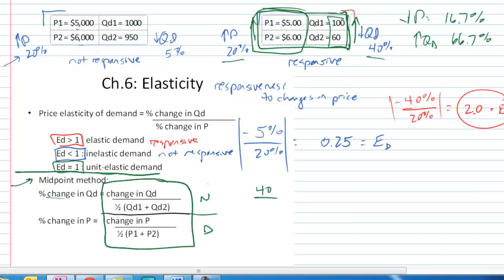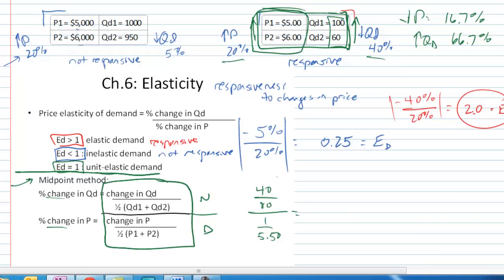Units are not important. Over 1/2 of quantity demanded 1 plus quantity demanded 2, which is basically the midpoint. It's the average of these two. So the average of 100 and 60 is 80. You can get that by just eyeballing it, or if it's a little more complicated, add up 100 plus 60 divided by 2. That'll give you 80. And that's what goes in your numerator. In the denominator, we've got the percent change in price, which we find by taking the change in price, which is $1. You don't need to match up units here. It's not significant because we're just finding percentage movements. And then halfway between $5 and $6 is $5.50.